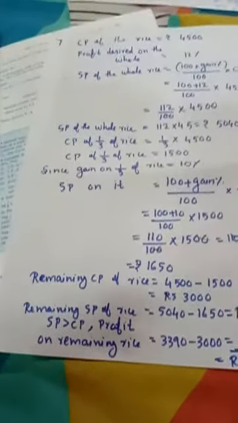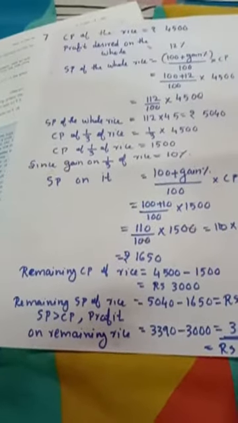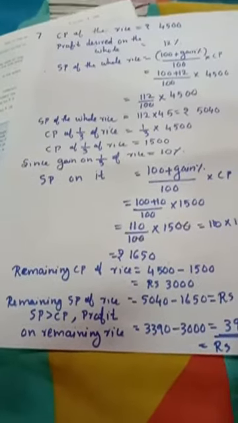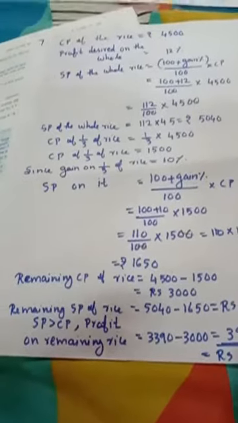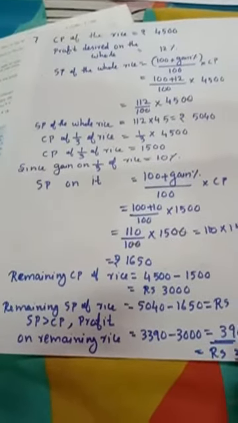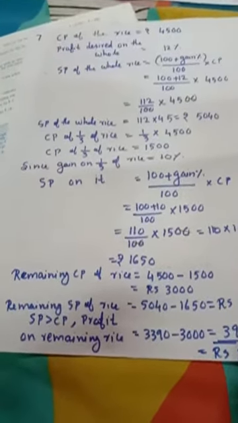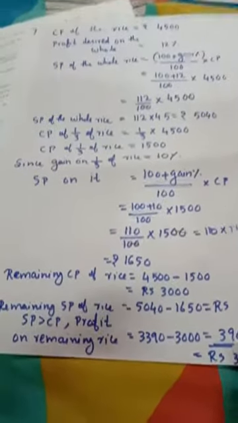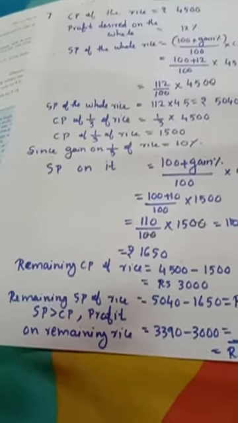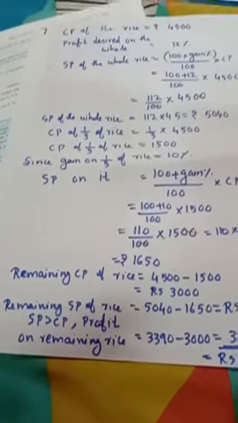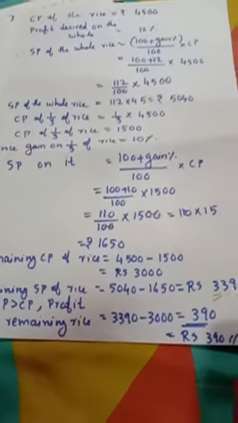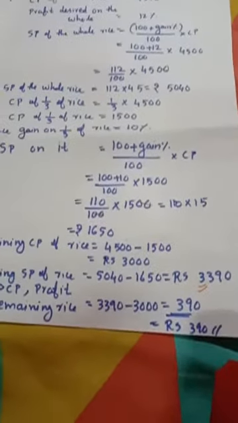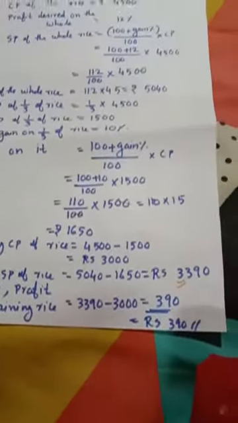Now remaining CP, how to find? Remaining CP of rice is equal to whole rice minus 1/3 of rice. CP of whole rice minus CP of 1/3 of rice, that is 3000. Now remaining SP, SP of whole rice minus SP of 1/3 rice, is equal to 3390. Now we want to find the percentage.